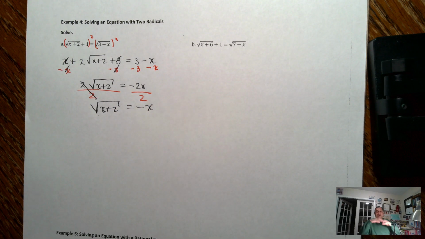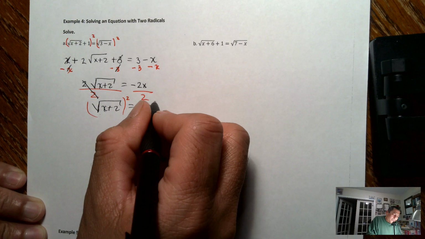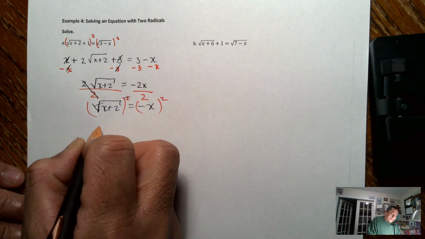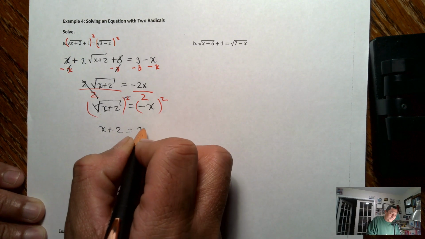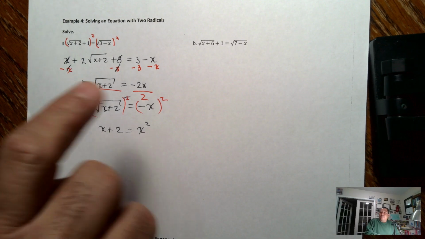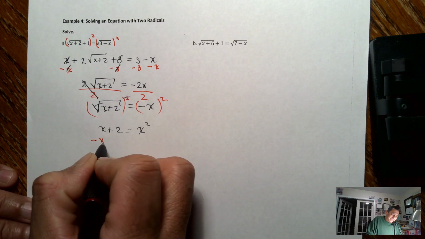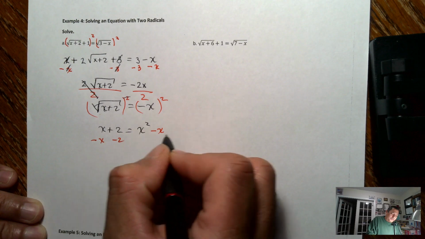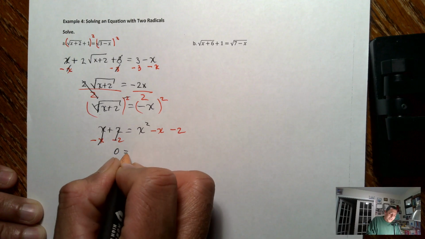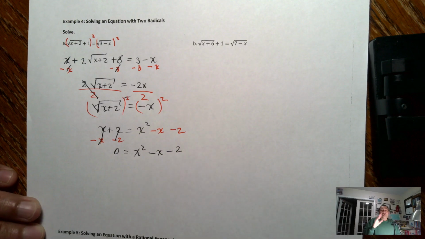Now what I'm going to do is elevate everything again to the second power. That's the reason why I said this one is a little bit tedious. So these two go away. So I have x plus 2 equals x squared. Now I'm going to move this binomial to the right side, so I don't have negatives on my leading coefficient. So negative x, minus 2, minus 2. These two go away. So 0 equals x squared minus x minus 2.